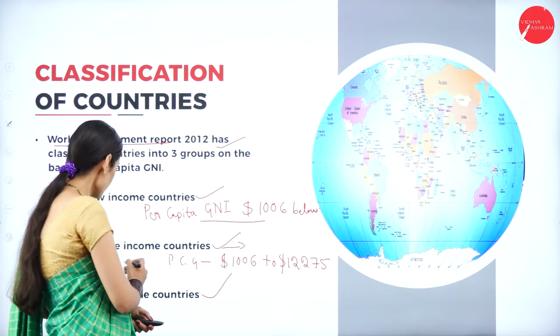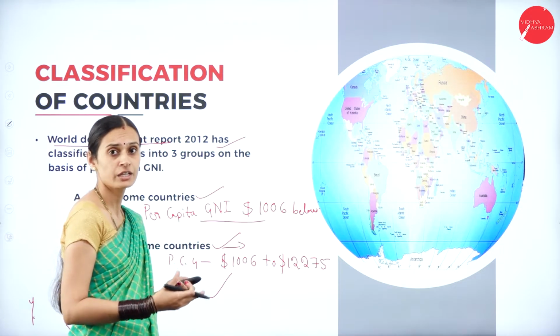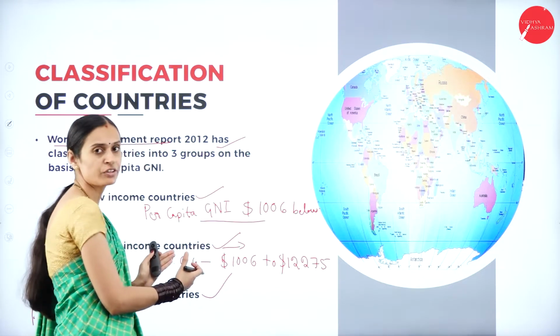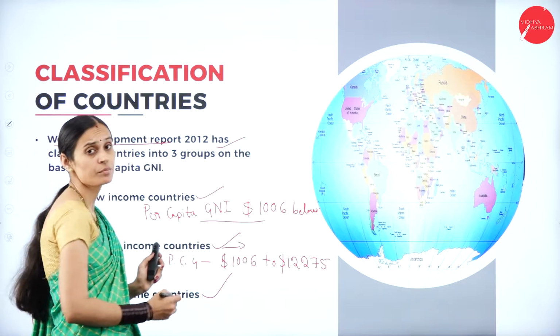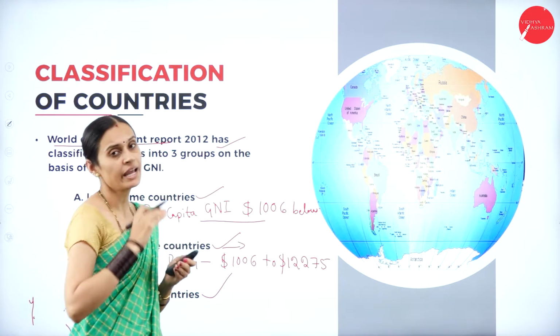So what are the examples of middle income countries? India, Thailand, Iran, Bolivia, Sri Lanka. Those types of countries are considered middle income countries. This type of economy is called a developing economy.